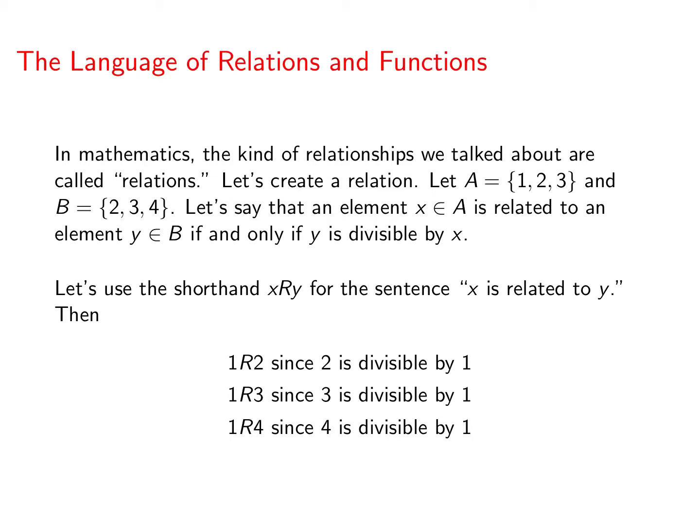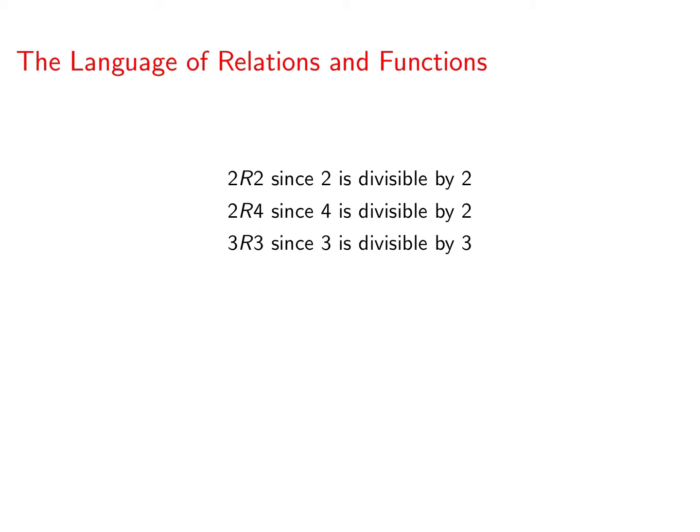All right, so for this relation, we can say that 1 is related to 2 because 2 is divisible by 1. That's how we're defining the relation. 1 is related to 3 since 3 is divisible by 1. 1 is related to 4 since 4 is divisible by 1. Right? So remember that x is related to y if and only if y is divisible by x. We can also say that 2 is related to 2, 2 is related to 4, and 3 is related to 3. And these are all just following the definition of the relation that we've created.